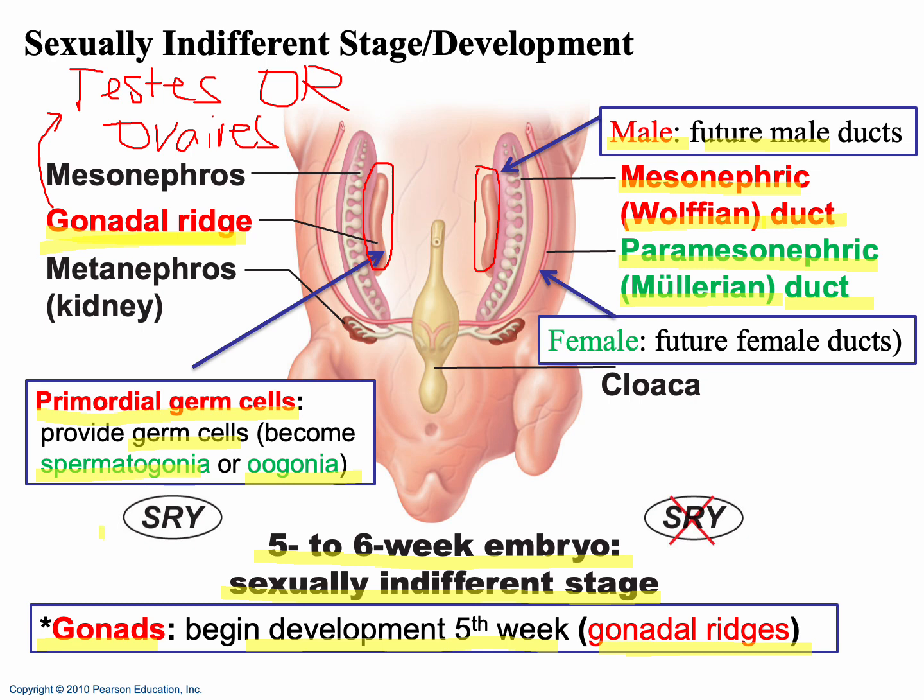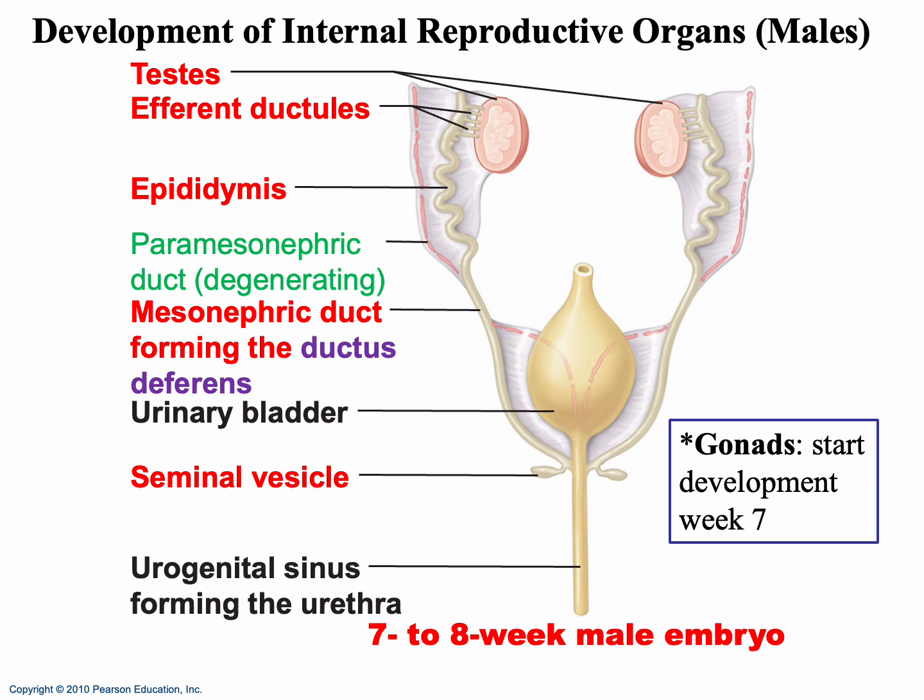So that's the case here. If the SRY gene is present, male genitalia will form. If the SRY gene is absent, then female genitalia will form. In this picture here, the SRY gene was present, so male genitalia are forming. This would be week 7 to 8 in the embryo of the male.